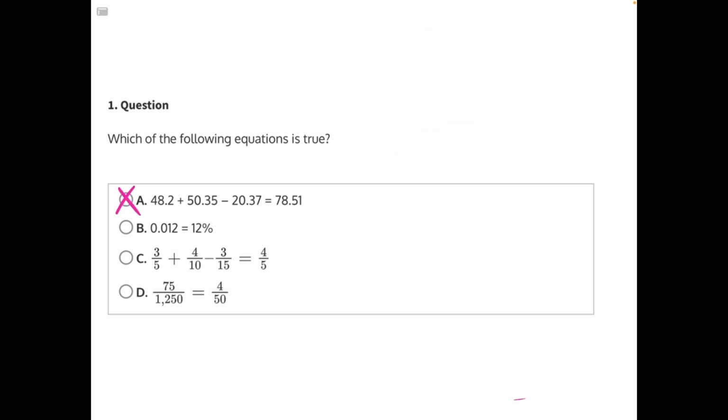For answer choice B, to turn a decimal into a percentage, we need to multiply it by 100, because the actual word behind percent, the word per in math means to multiply, and cent means 100. So quite literally, a percentage of something is something multiplied by 100. So if we want to change 0.012 into a percentage, we need to multiply it by 100.